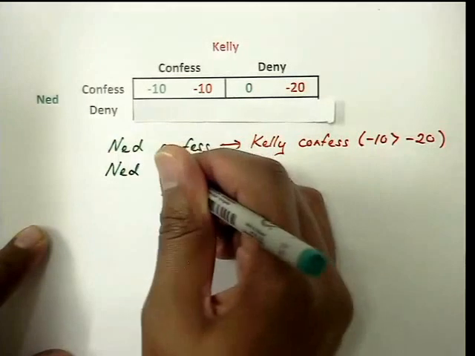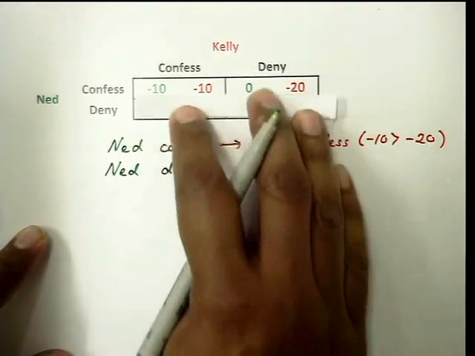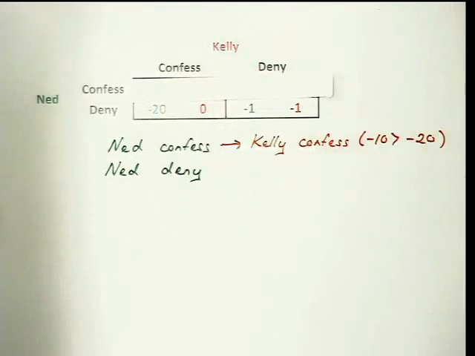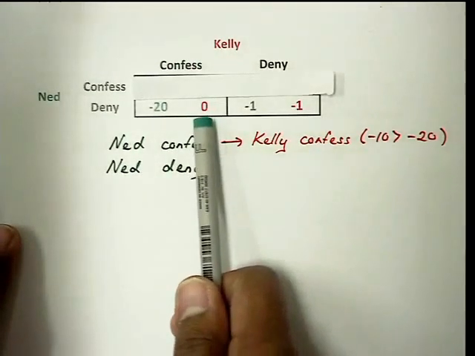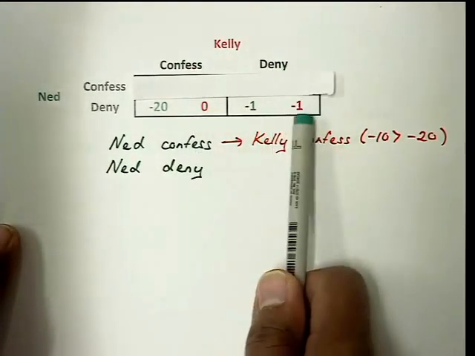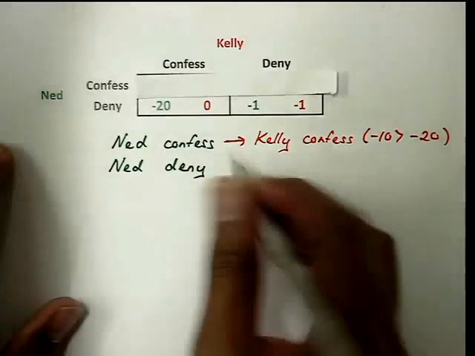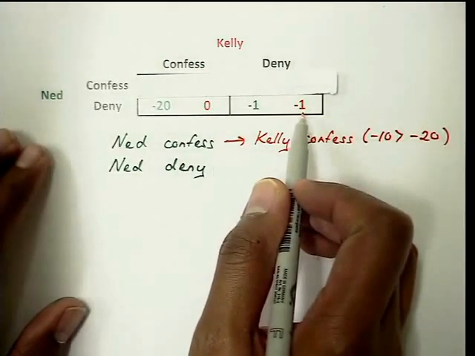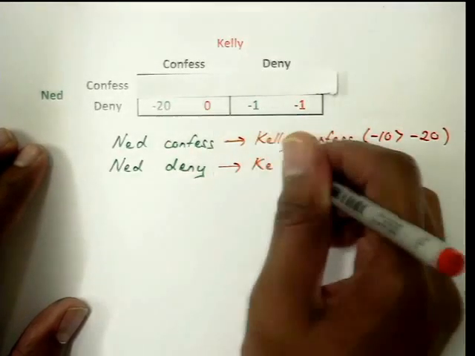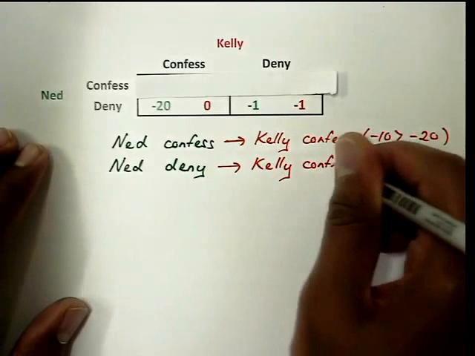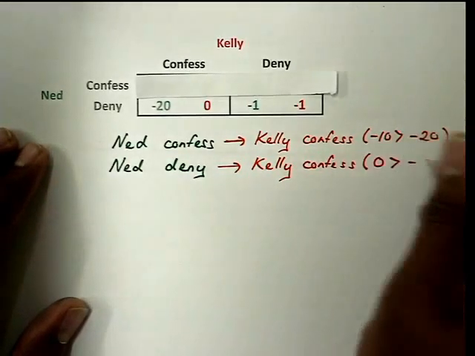The second possibility is that Ned will deny. So now I cover the other two boxes of Ned confessing. If Ned denies, Kelly will choose to possibly confess and not go to jail at all, or to deny and go to jail for 1 year. In this case, what's better? 0 or minus 1? 0, right? So Kelly will choose to confess, since 0 is bigger than minus 1.